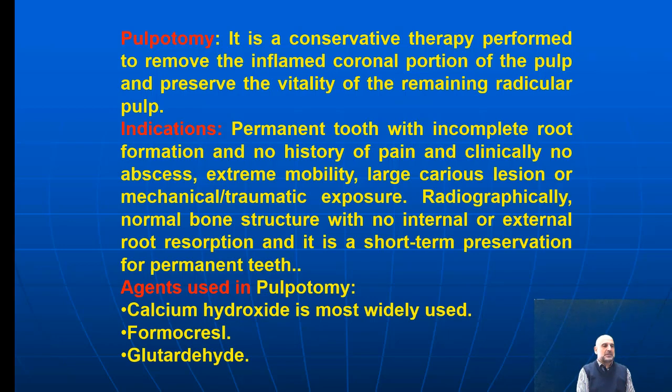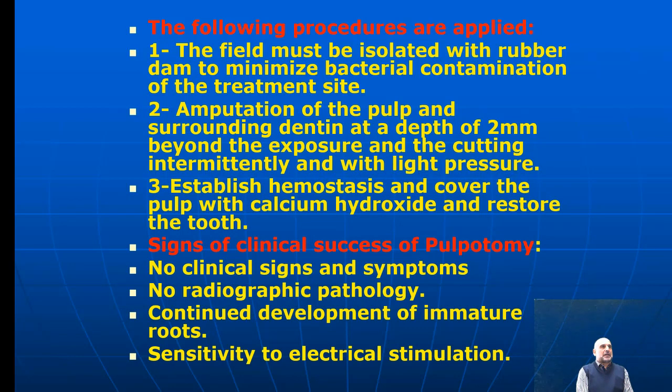Many agents are used in pulpotomy. Calcium hydroxide is the most widely used, but we can also use alternative materials, as we know, MTA, mineral trioxide aggregate, and spherical light cure. Other materials may be used, especially in pedodontics, formocresol and glutaraldehyde. The following procedures are applied.